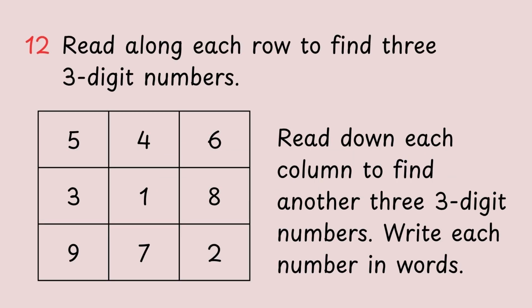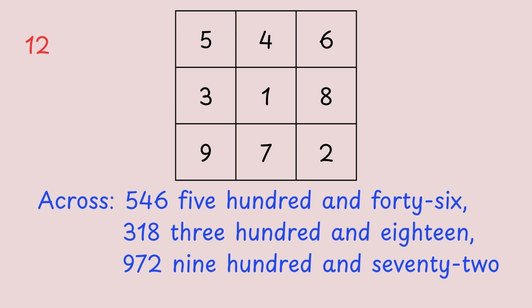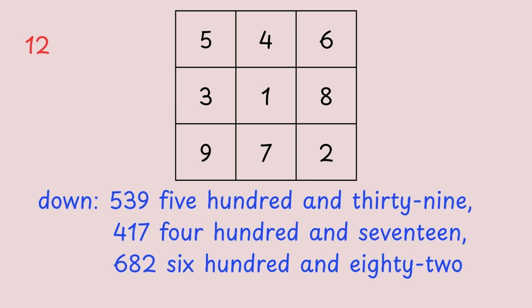Question 12. Read along each row to find 3-digit numbers. And read down each column to find another 3-digit numbers. Write each number in words. So when I read across, that will be 546, 318, and 972. And when we read down, that will be 539, 417, and 682.